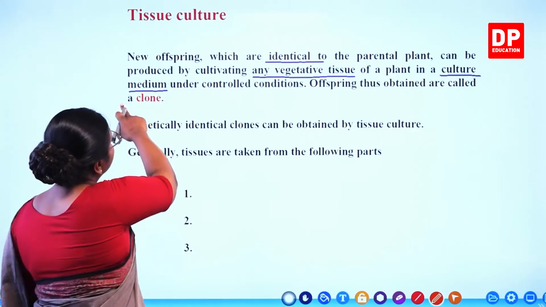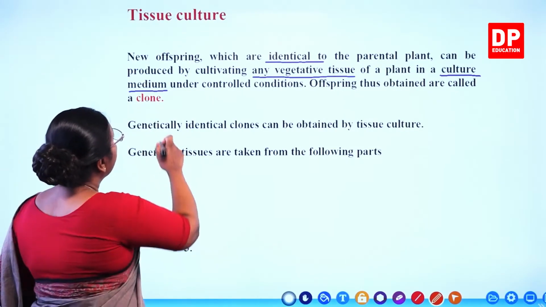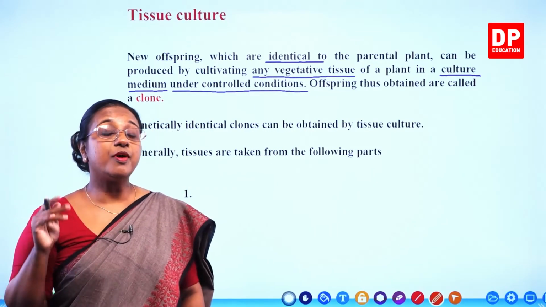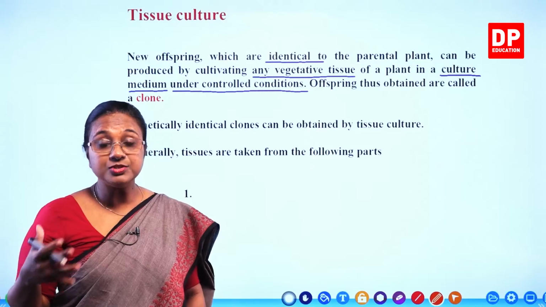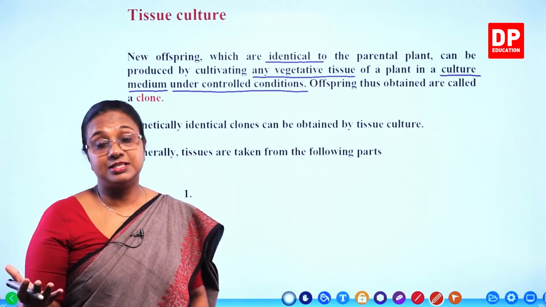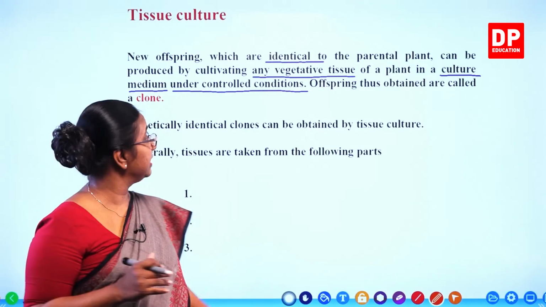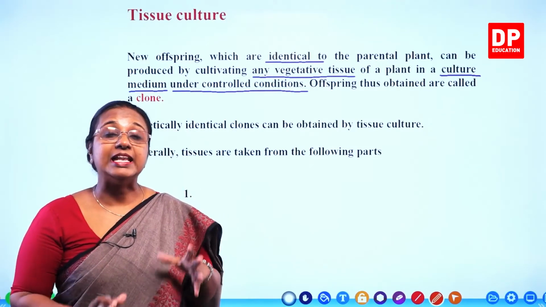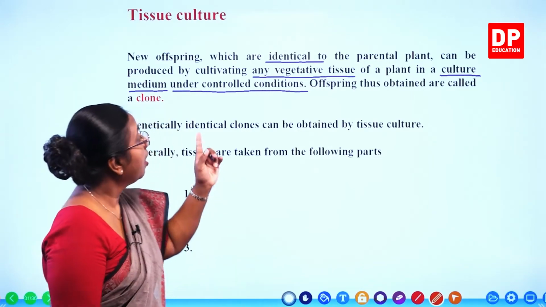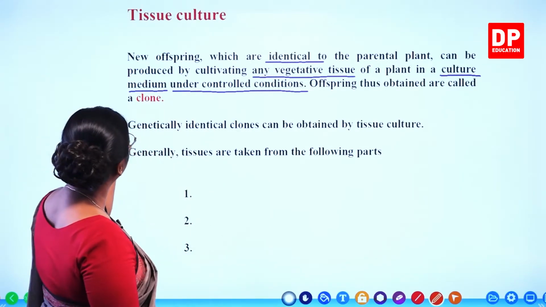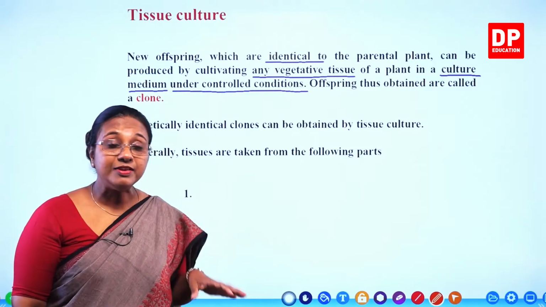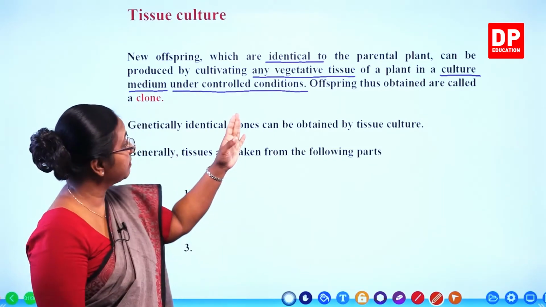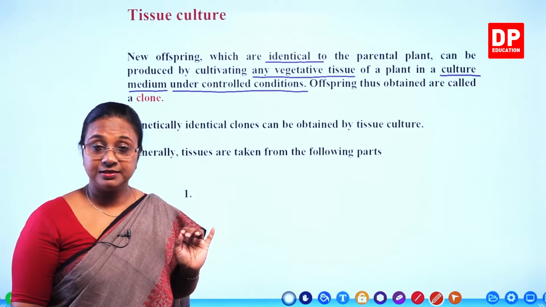So, here also we use culture medium, and there should be controlled conditions. Now, you all know for a plant to grow, to reproduce, it needs certain environmental conditions. Now, these conditions have to be controlled here. Then only you will get the required offspring. Offspring thus obtained are called a clone. Why do we call it a clone? Because it's going to be identical, exactly the same as the parental plant.